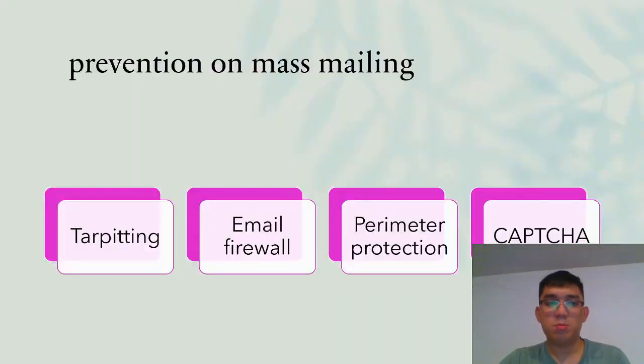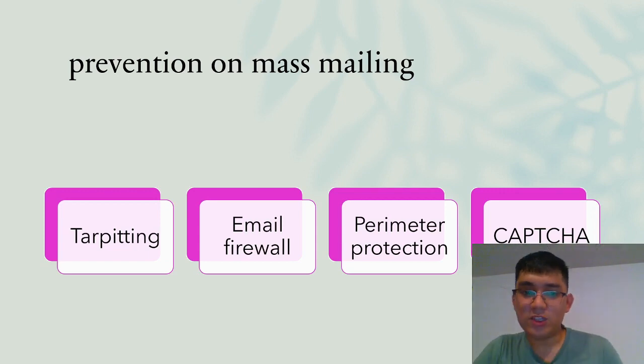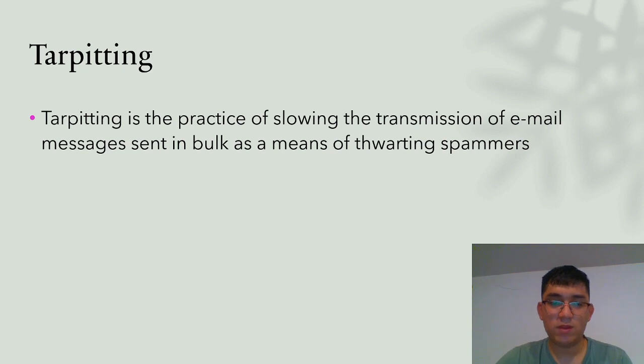Today I would like to talk about prevention of mass mailing. There are 4 ways that we can prevent mass mailing from happening to you so that you won't be attacked by hackers who perform mass mailing on you. So there are 4 types of prevention. The first one is targeting, second is email firewall, third one is perimeter protection, and the last one is CAPTCHA. So I will go forward and explain one by one.